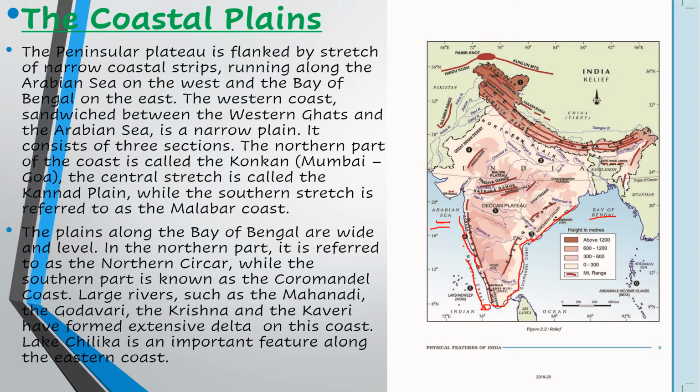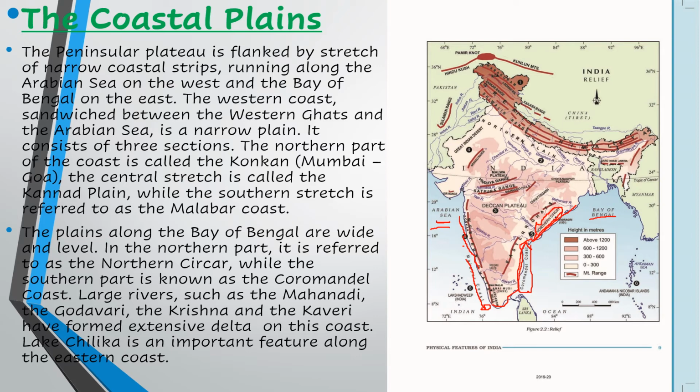The plains along the Bay of Bengal, they are talking about the Eastern Ghats. The plains along the Bay of Bengal are wide and level. They are not broken, they are level. The northern part is referred to as the Northern Sirkar, while the southern part is known as the Coromandel coast. You can see very well in the Eastern Ghats.